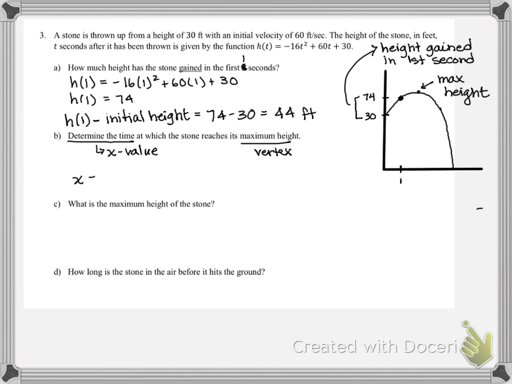So we have x equals negative 60 over 2 times negative 16. And that gives me 1.875 seconds.